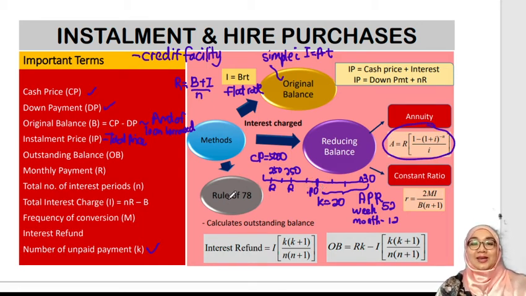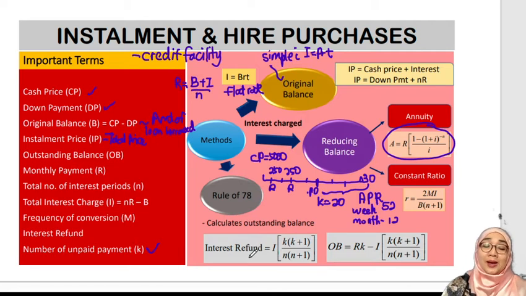So sekarang kita interested to know how to calculate the outstanding balance of any hire purchase using the rule of 78. So kita boleh cari outstanding balance ataupun baki hutang dia lagi, different between the two ni. So kita akan tengok working example after this. And then the interest refund. So what is interest refund?